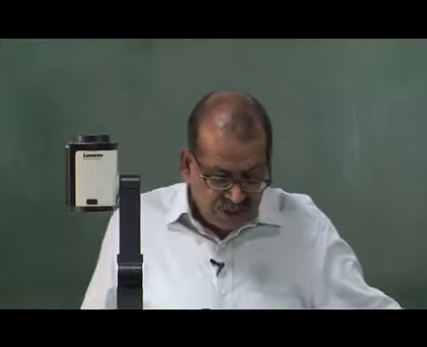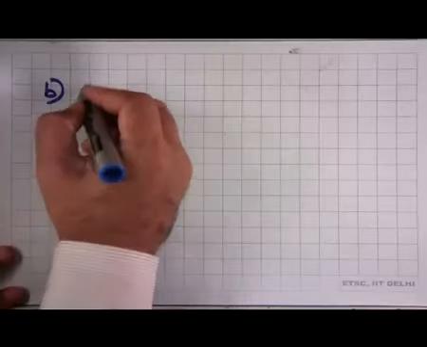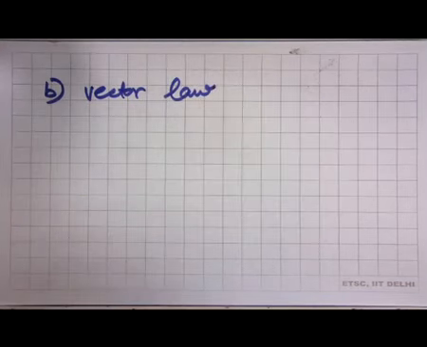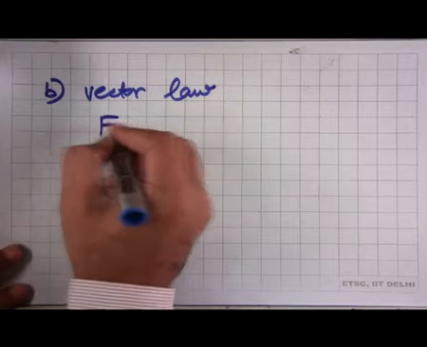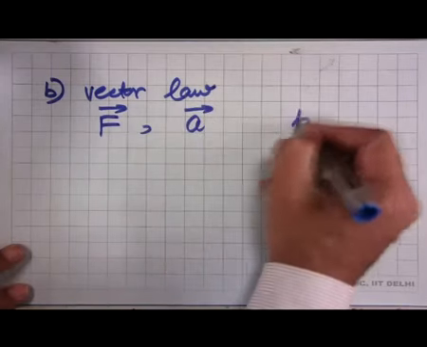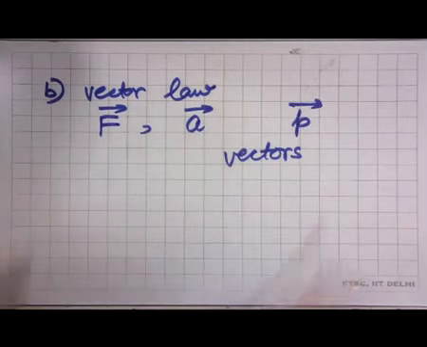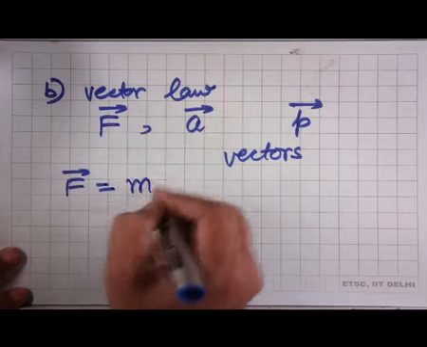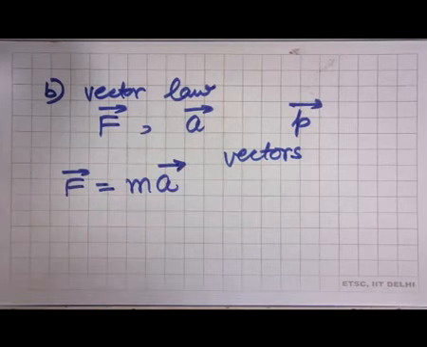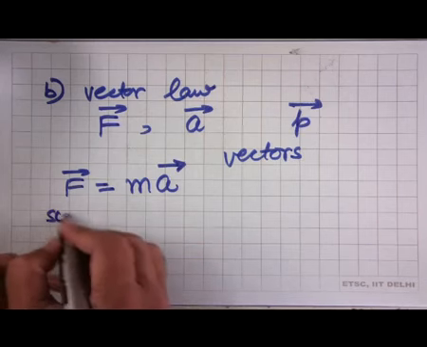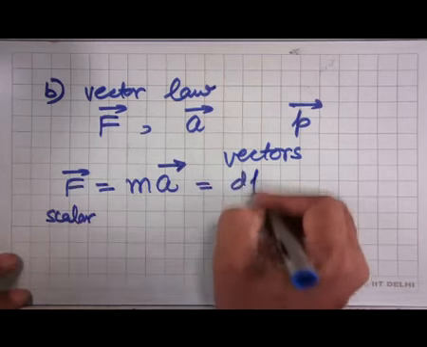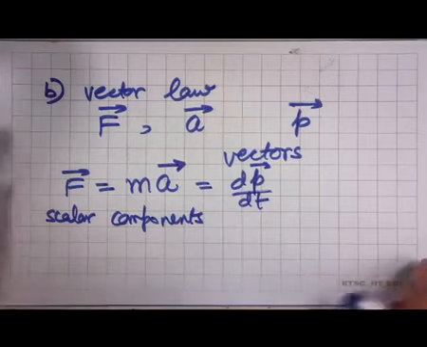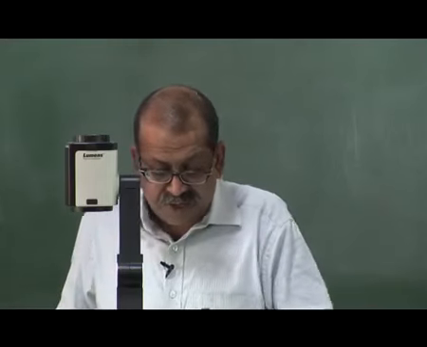The second feature, let us look at it. Newton's second law is a vector law. What I mean by vector law, probably not a standard term, is that both the quantities F, a or p, these quantities are vectors. So, when mass is constant, we get Newton's second law as F is equal to ma, or we can write it as dp by dt. So, therefore, we can write the scalar components of this.